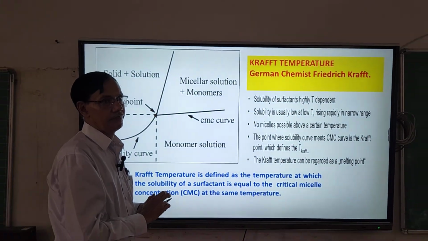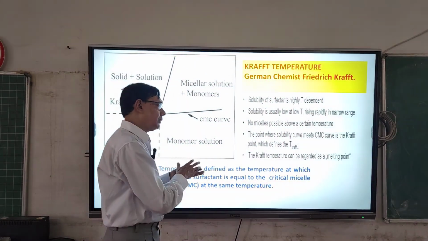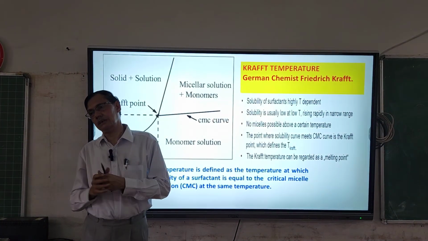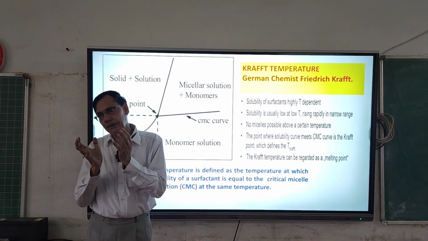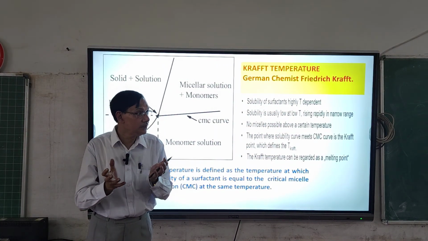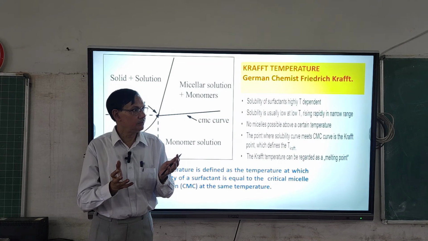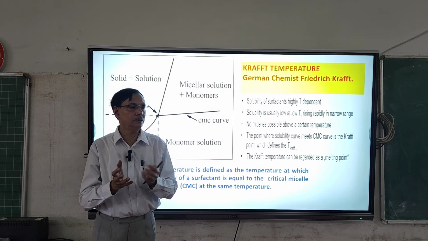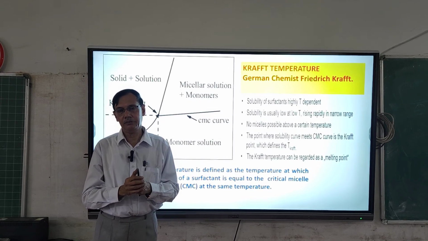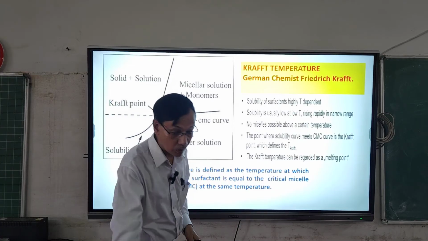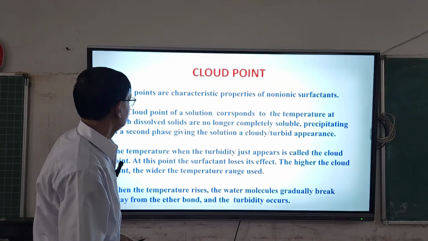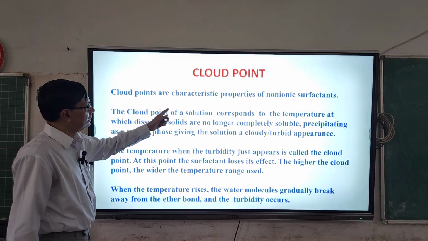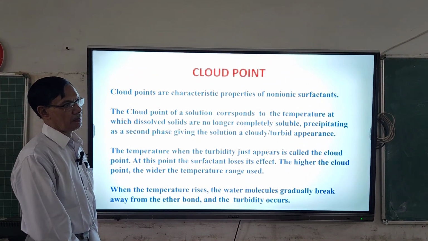For the non-ionic type of surfactant, sometimes what happens is that when we increase the temperature, there is a phase transition and your surfactant solution becomes cloudy. That is slightly different. That is called the cloud point. So this is the last transparency. Of course, cloud points are characteristic properties of non-ionic surfactants.